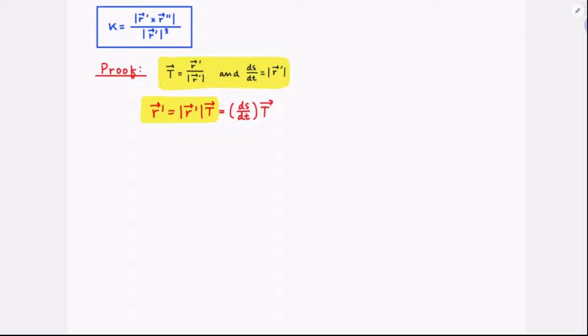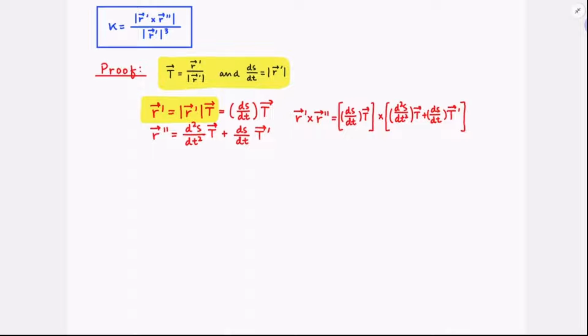So when I take the derivative of r prime, I'm going to need to observe the product rule. So r double prime is going to be, first I'll take the derivative of ds/dt with respect to t, and I'll get the second derivative of s with respect to t, and I'll leave the unit tangent vector the same. Then I'll add, leaving ds/dt the same, the derivative of the unit tangent vector. Okay, so now that I've got r prime and r double prime, I'm going to be interested in crossing them.